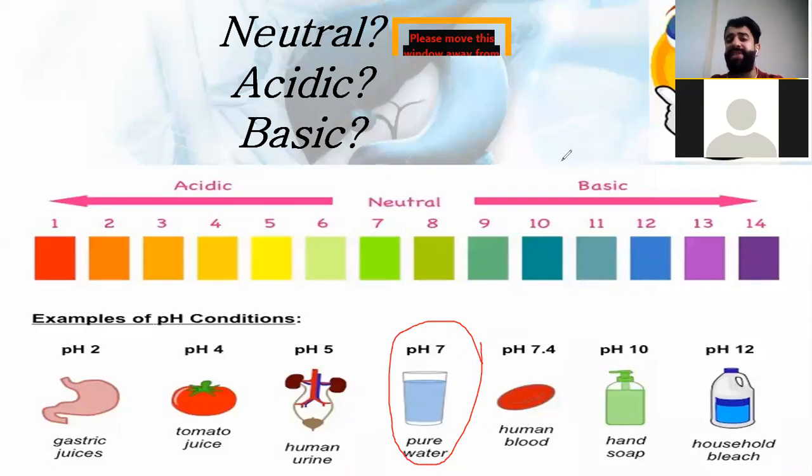While above 7, it's basic. Examples of this are household bleach and hand soap and so on. Acidic means less than 7. Whenever the pH is less than 7, it's acidic. Examples of this are gastric juice and tomato juice and others.